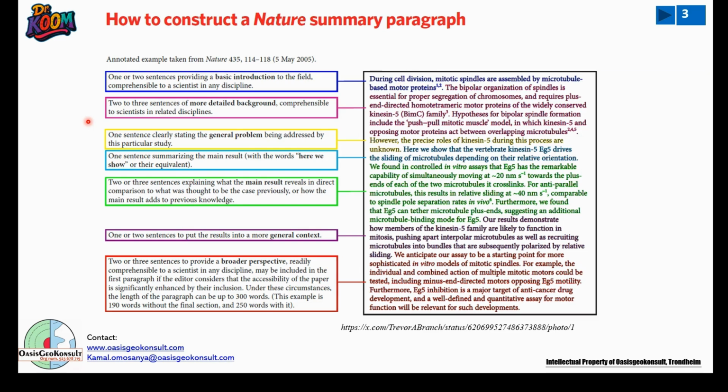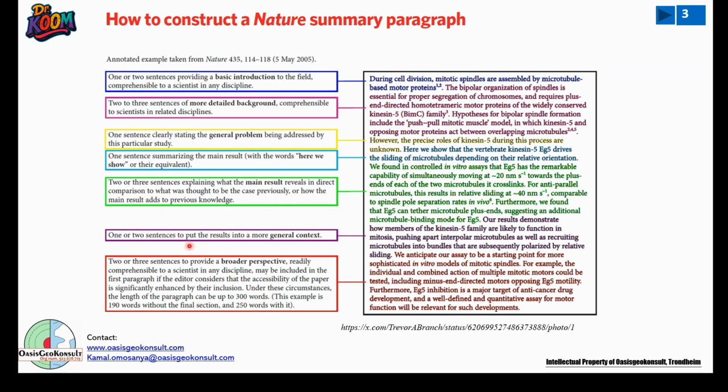Then you should follow that with 2 or 3 sentences of more detailed background, comprehensible also to scientists in related disciplines, which means you're starting with your own domain, writing for people in your own domain, and trying to use simple terminologies to explain it to people outside your domain. Then you have a sentence that clearly states the general problem being addressed, followed by one that shows the main result, just one sentence with the words "here we show," and then 2 or 3 sentences explaining what the main result reveals in different comparison.